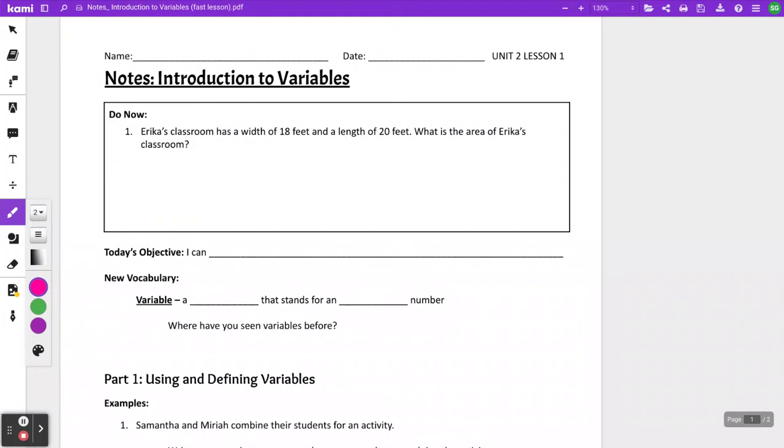I encourage you to pause the video, try it yourself first, and then come back to see what the answer is. Right. This question here is asking for the area of her classroom.